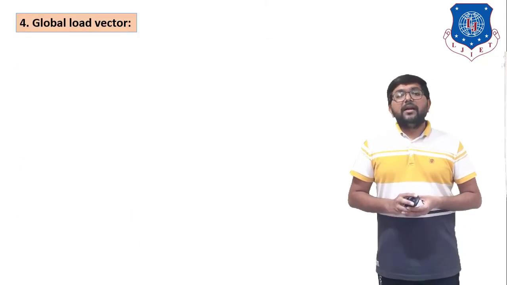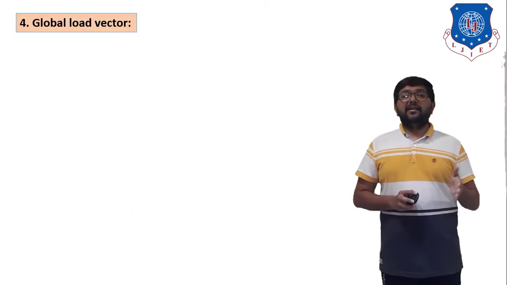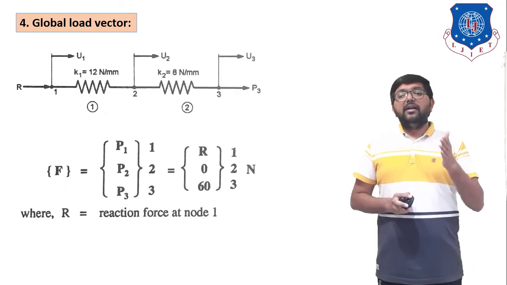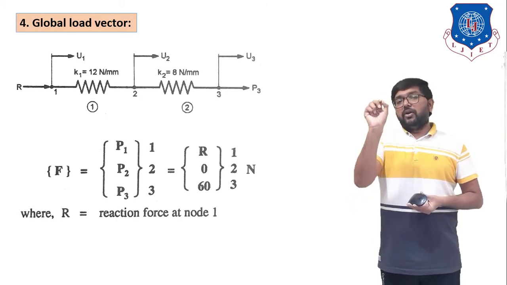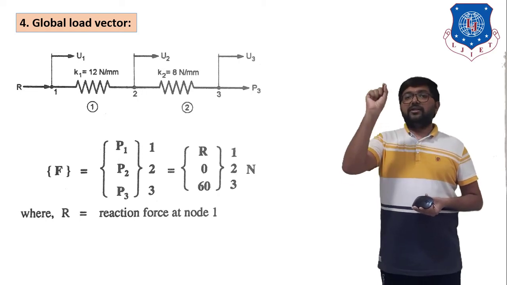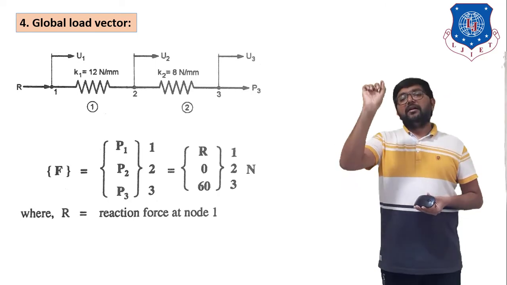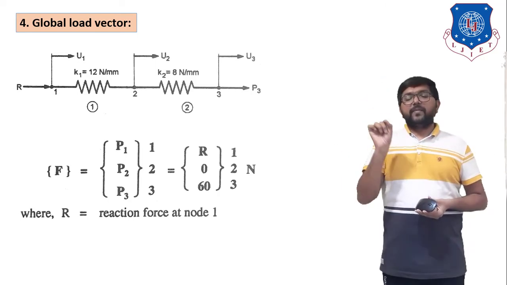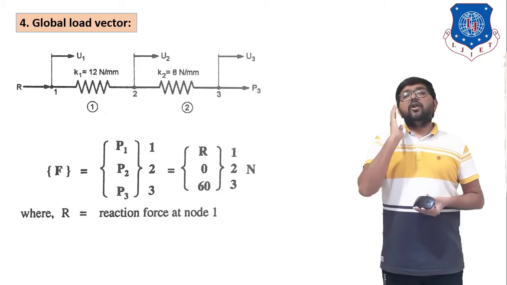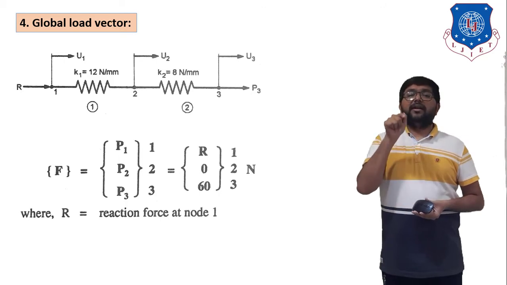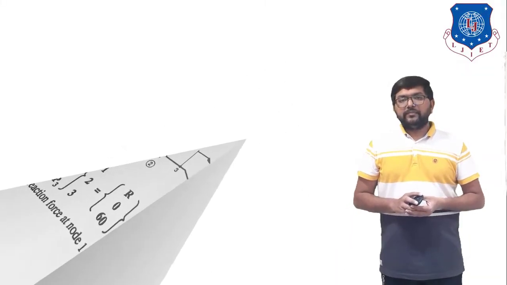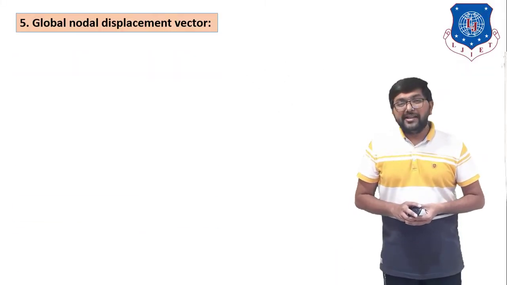Now step number 4, global load vector. It means we have to consider how much load we applied at each node. This is the simple figure given in the numerical: P1, P2, P3, node 1, node 2, node 3. Now P1 is the fixed point, so at the fixed point a reaction force is generated, that's why we consider it as R, indicating the reaction force. At node 2 we don't apply any force, that's why we consider it as 0. At node 3 the value is given in the numerical, that is at node 3 we applied a force of 60 Newton. Okay, so this is the load vector. Now next step, global nodal displacement vector.